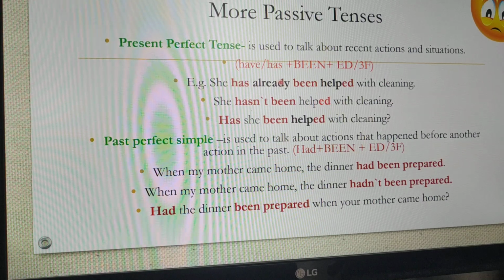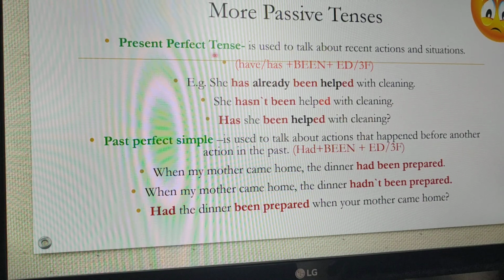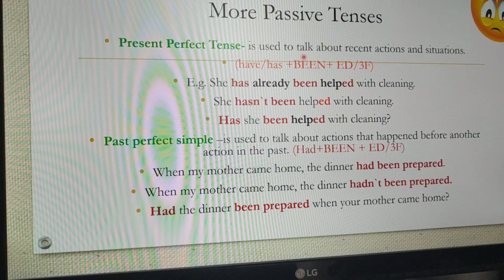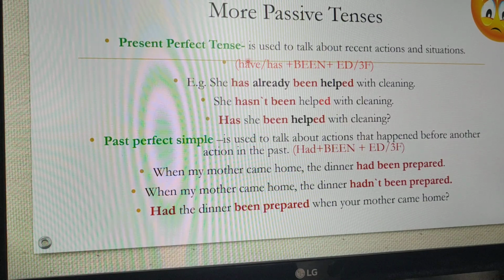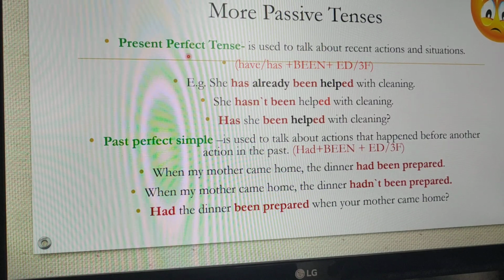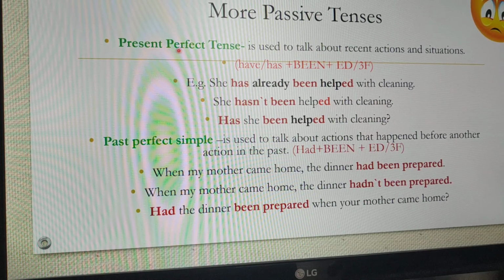More passive voices, yeah. Present perfect tense is used to talk about recent actions and situations. We very often confuse present perfect and past simple. In past simple we know the time markers. In present perfect we don't know the exact time.